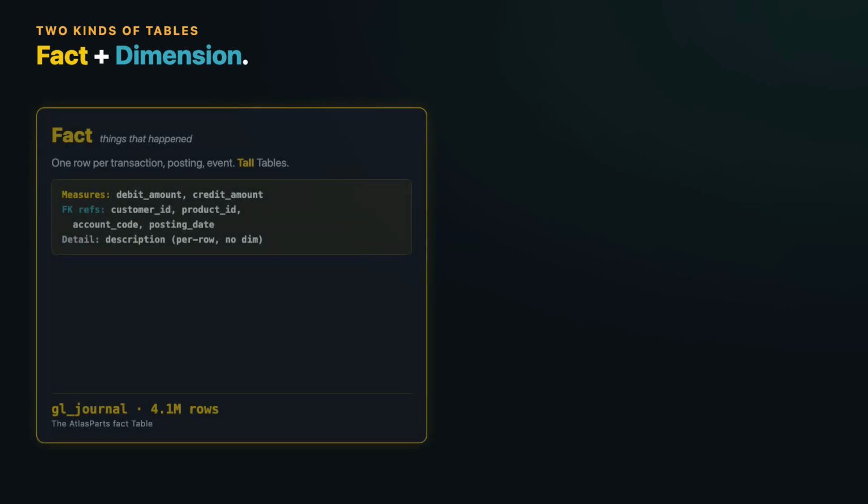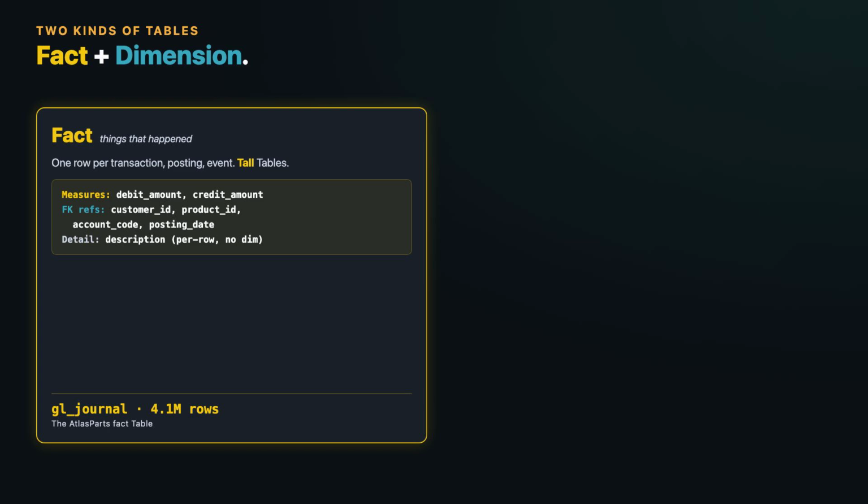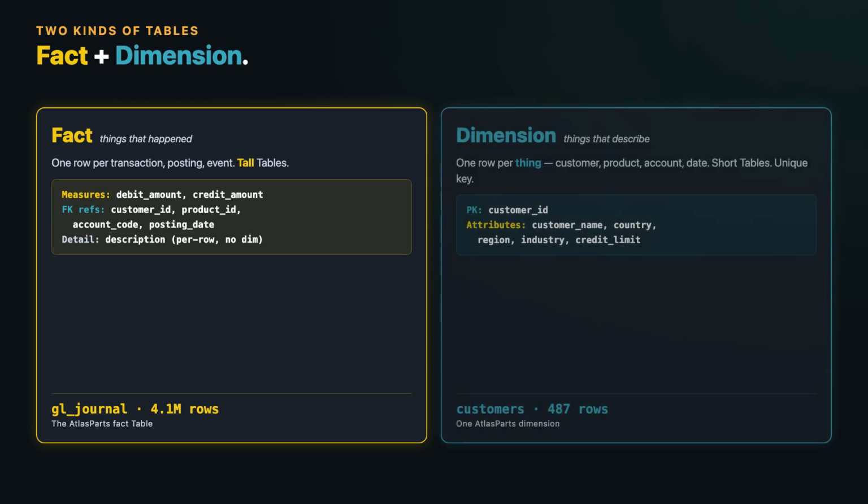A star schema has exactly 2 kinds of tables, fact and dimension. Fact tables hold the things that happen, 1 row per transaction, posting, or event. Tall tables with 2 kinds of columns. Measures, the numbers you sum, and foreign keys, the references that point at dimensions. For AtlasParts, the general ledger journal is the fact table, 4.1 million rows, each one a posting.